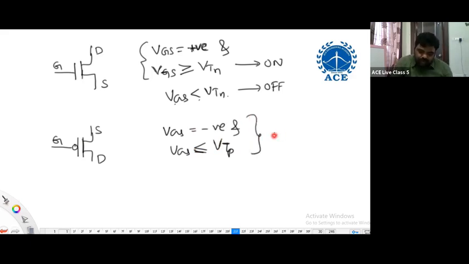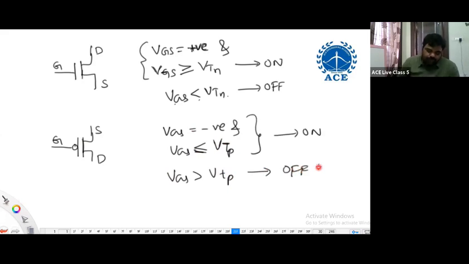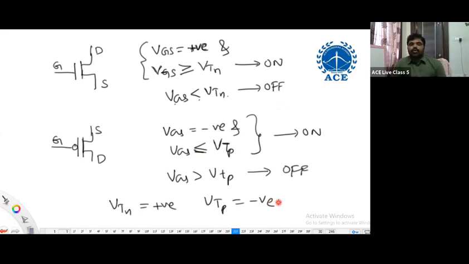For these two conditions, it is going to be on, and if VGS is greater than VTP, then it is off. One more thing here: VTN is positive, VTP is negative. That's what we need to understand. Threshold voltage of N-channel MOSFET is positive. Threshold voltage of P-channel MOSFET is negative.